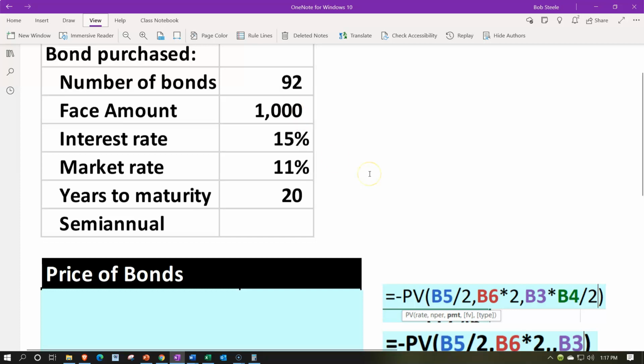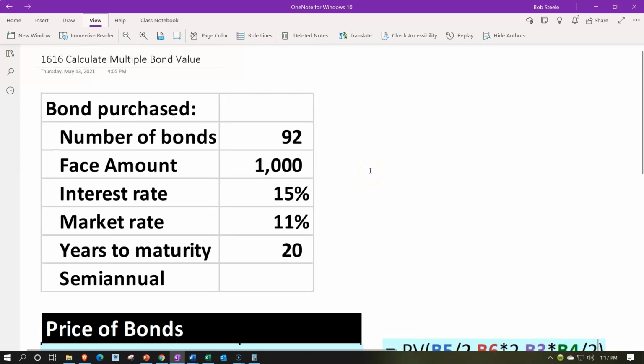Here, we're going to do the calculation fairly quickly and just add on the new item, that being the number of bonds, the 92, to get to the value. So we'll calculate the bond price down below. We'll first just do the normal bond price, and then we'll tack on the fact that we have 92 of them for the complete value.